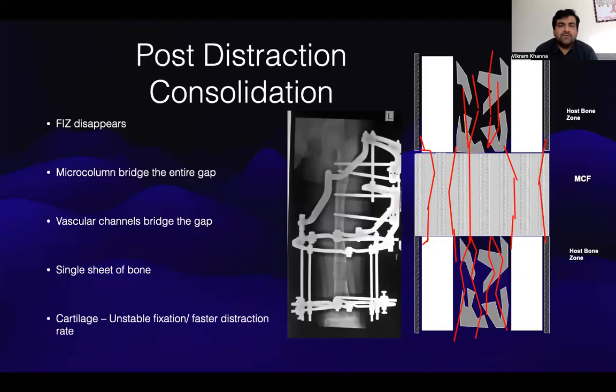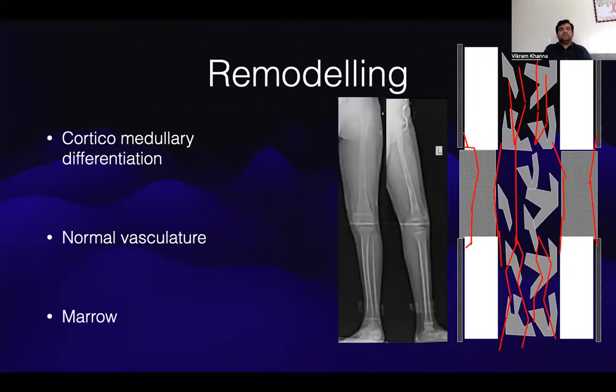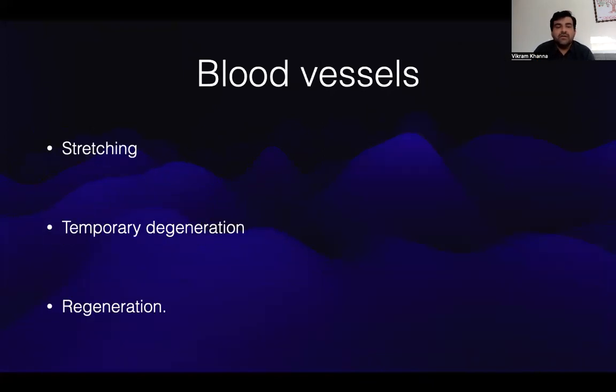So coming back to remodeling, in this stage, the corticomedullary differentiation occurs, and the bone attains the normal vasculature with a good marrow formation. The blood vessels, when stretched, initially undergo temporary degeneration, but with the help of the angiogenic growth factors, the regeneration occurs, and in fact, better blood supply is there, around 8 to 9 times, at the time of regeneration.